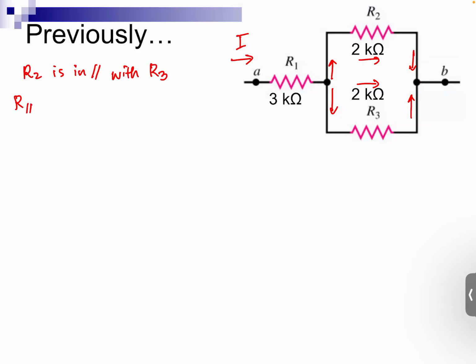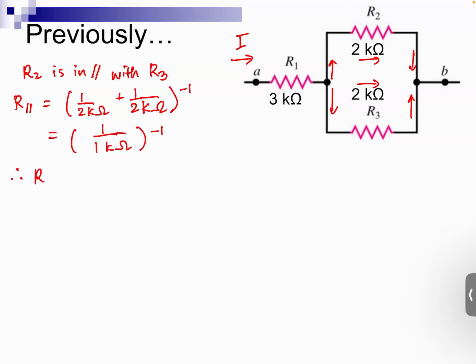right? The equivalent resistance of the parallel connection is adding the inverses of the individual resistances that are in parallel and then taking the inverse of that. So 1/2 plus 1/2, that effectively gives you 1/1 kilo ohm inverse. Hence, the parallel connection can be reduced into a single resistor whose resistance is 1 kilo ohm.